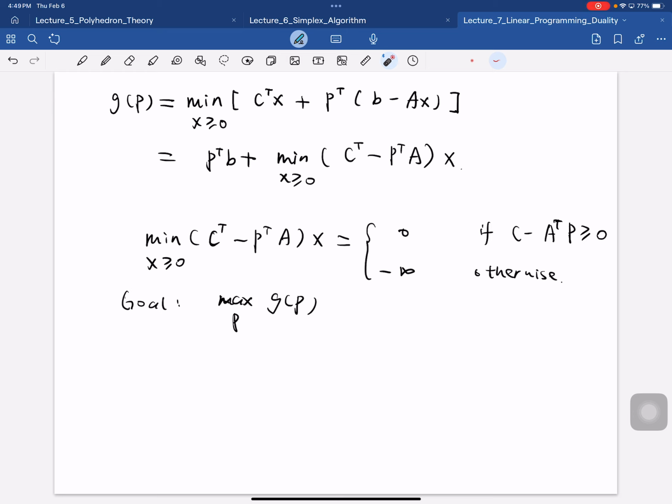So if you are deriving the dual of an LP, we would only be interested in this case. Therefore, the dual of an LP is written in this particular form. Remember, in this case, this term goes to 0, but you are still left with p transpose b here.